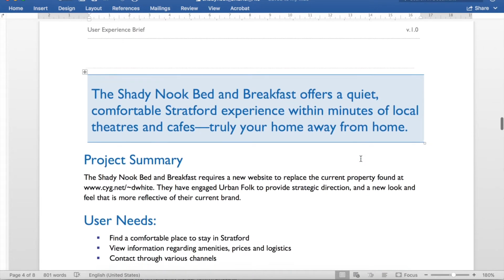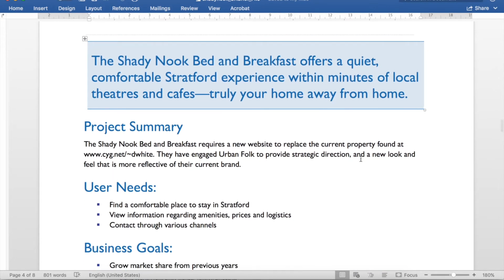Now, just to start you on the right path, of course, we sometimes like to put a little pull quote for our clients, and I'll read that one out loud. The Shady Nook Bed and Breakfast offers a quiet, comfortable Stratford experience within minutes of local theaters and cafes, truly your home away from home. And that really defines the objectives of the brand itself, of the business.